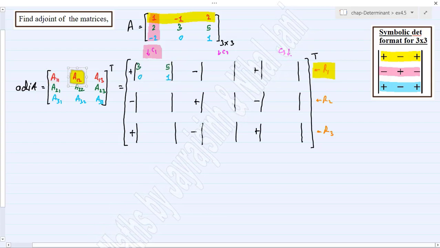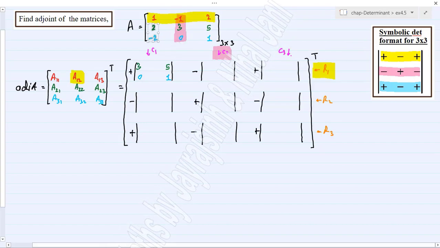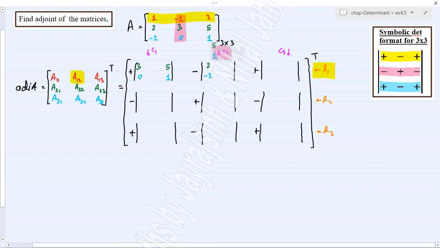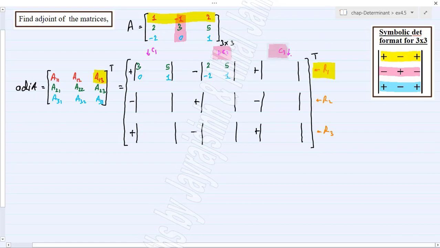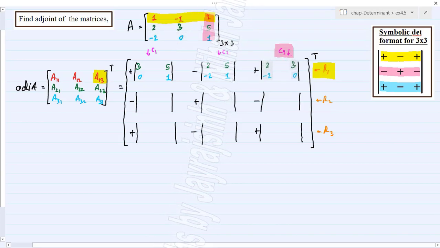Now your next element is minor of A12. So we have to ignore first row and second column. So your column will be 2 minus 2 and 5 1. And the third minor is in third column. So ignore first row and third column and you will get minor of A13. So we successfully get the minor of first row.